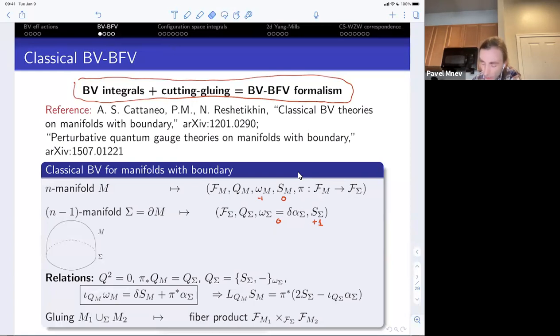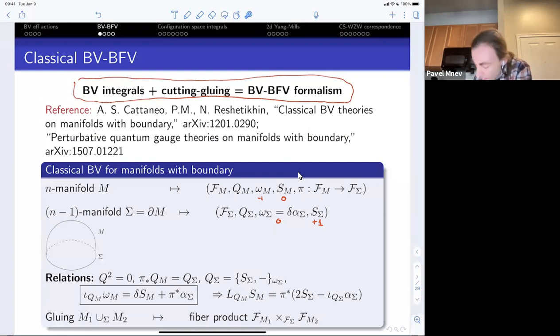So this is the main structure relation in this package, linking the boundary data and the bulk data. There are several consequences here, and one consequence is a version of the classical master equation with boundary. It says that Q of S is some boundary term, a pullback of something that you can construct in terms of the boundary data, and morally it measures the gauge non-invariance of the action, the failure of gauge invariance coming from the boundary.